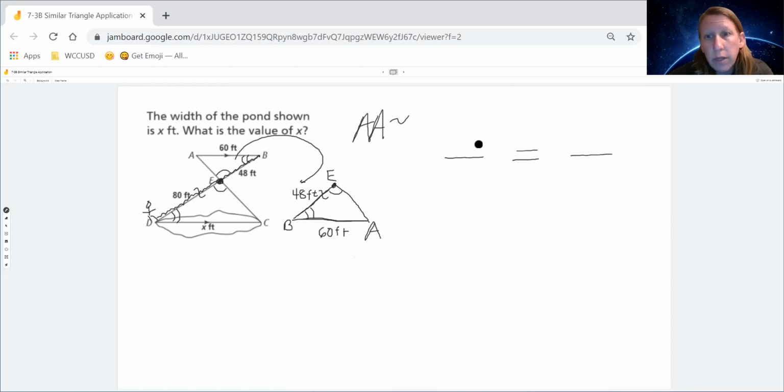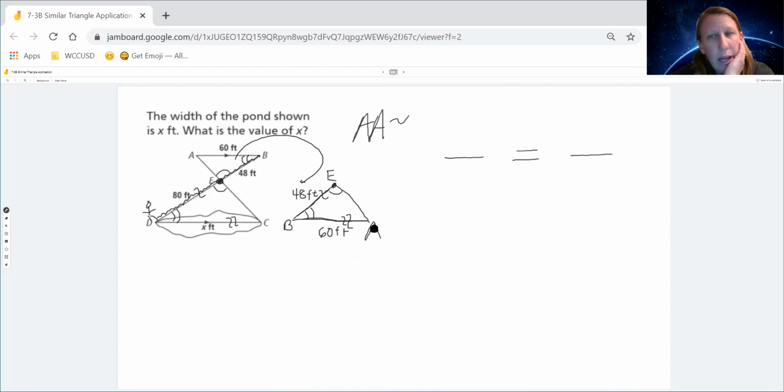They need to both be on the top or both be in the same fraction. And then the x and the 60 have to go together. So they could either be in the same fraction or they could be in the same line. Okay. So setting up proportions, you have to practice a bit.